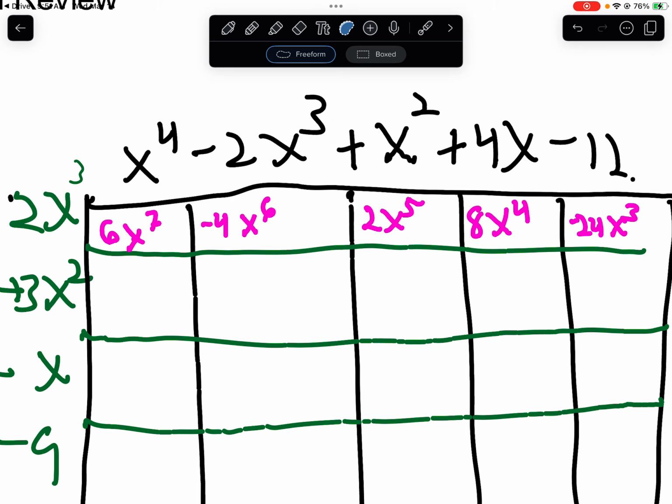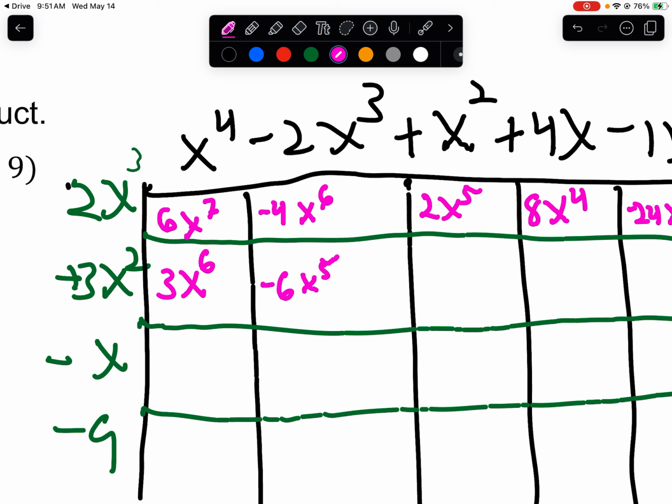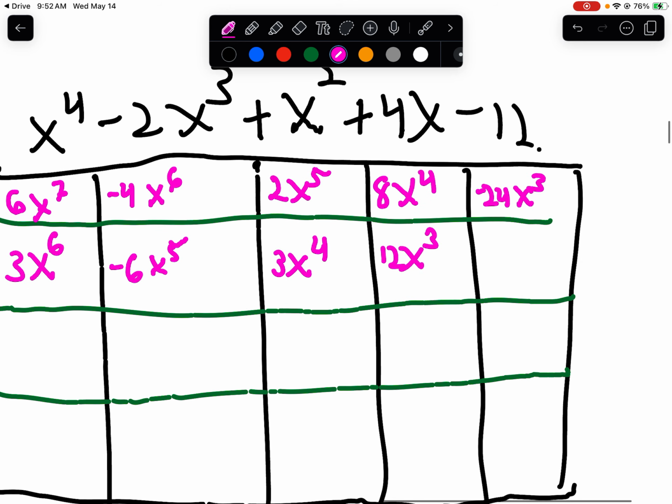Okay, so anyway, we have 3x squared times x to the fourth, which is 3x to the sixth. 3x squared times a negative 2x is a negative 6, and that 2 plus 3 is 5, so negative 6x to the fifth. 3x squared times x squared is 3x to the fourth, because 2 plus 2 is 4. 3x squared times 4x is 12x cubed. 3x squared times a negative 12 is a negative 36x squared.